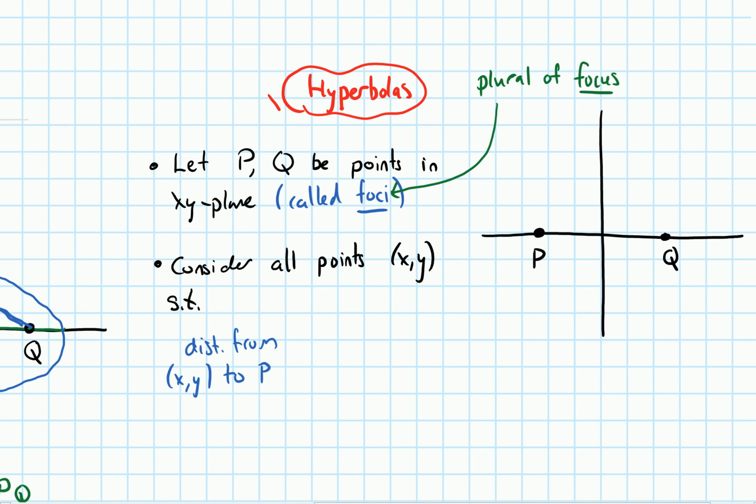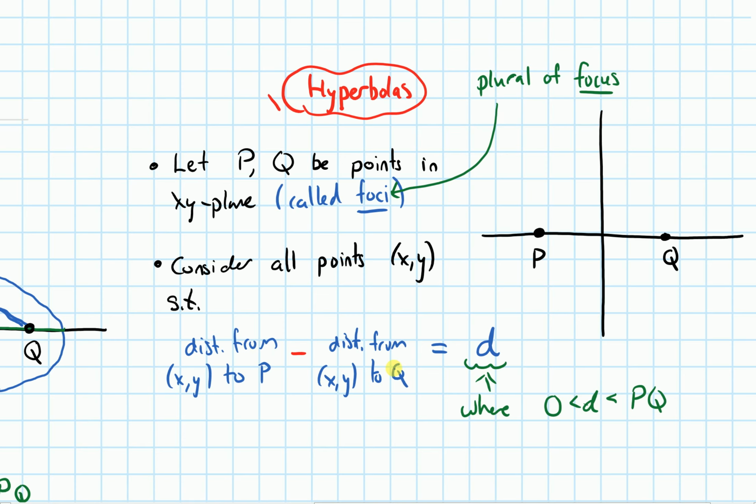Okay, so we are considering all points x comma y such that the distance from x comma y to P, this time I'm going to subtract the distance from x comma y to the other focus, to Q, and I want that distance to be a fixed constant, d. And in this setup, I'm going to require that d is a positive number and that it's less than the distance from P to Q. So it's less than the length of that line segment, PQ.